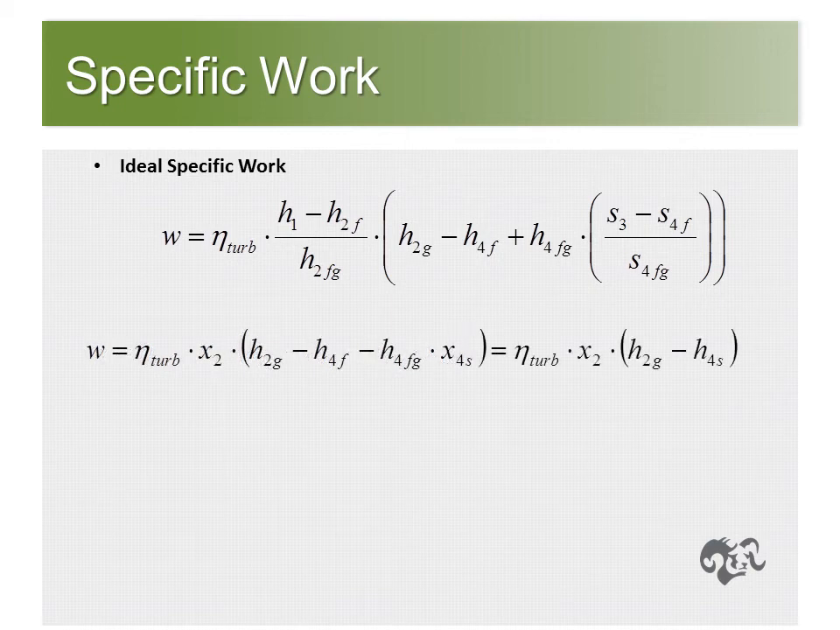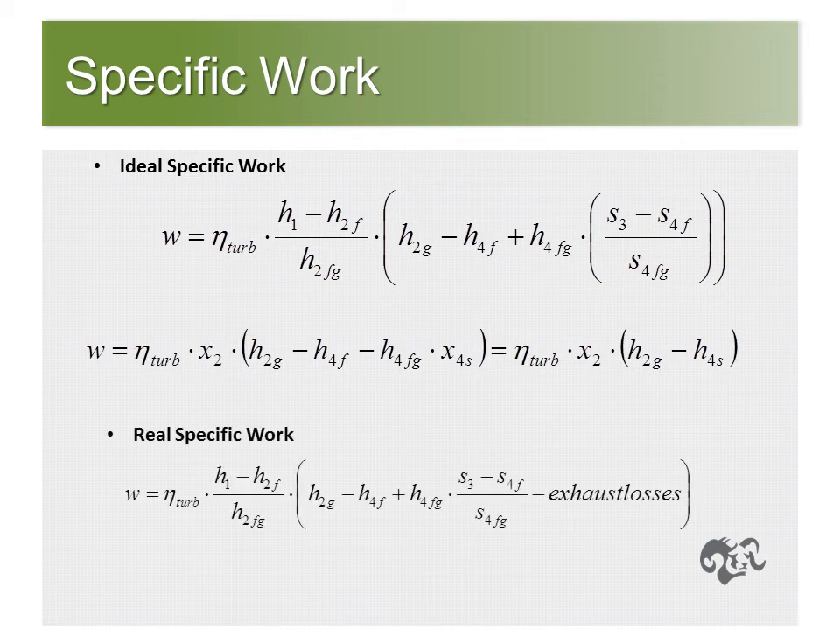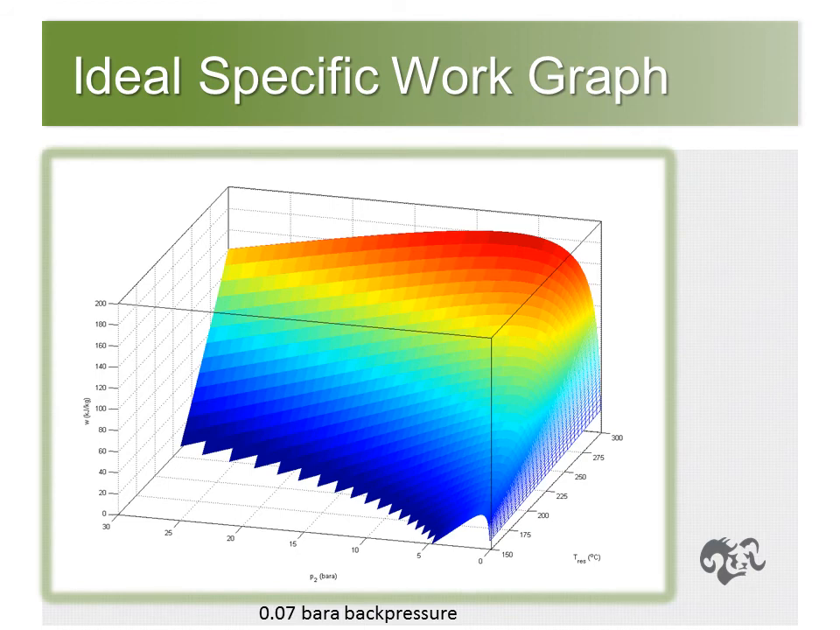The term in parentheses is simply the turbine's isentropic enthalpy drop. Of course, you must account for the exhaust losses in order to determine the real specific work. When you plot the ideal specific work over the range of commercially viable flash plant reservoir temperatures versus flash pressures, you get this graph.